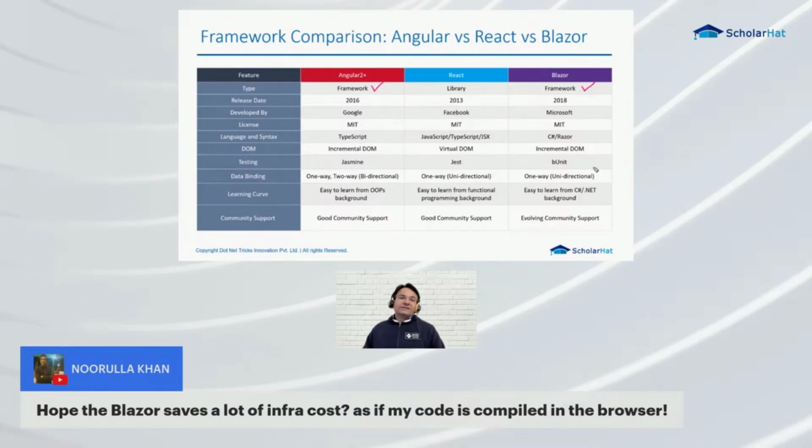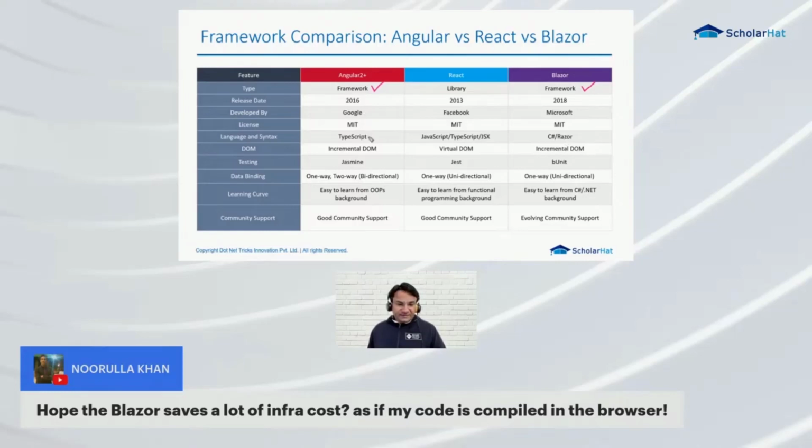Of course, Angular 2 was released in 2016 and the Angular team is constantly evolving it. React was first released in 2013. Blazor came first in 2018. The license here is MIT. Initially the license for Blazor was Apache, but now Blazor is a part of ASP.NET Core, and ASP.NET Core has the MIT license. So exactly the same license is applicable to Blazor as well now.